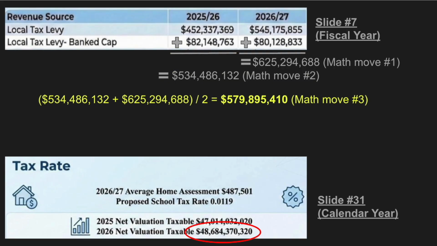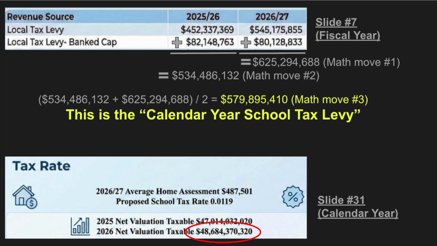Math move number 3 is simply to take the average of these 2 fiscal year levies, and that gives us $579,895,410. So basically, by taking the average of the 2 years, we're backing into what we consider the calendar year portion of the school tax levy across both years.